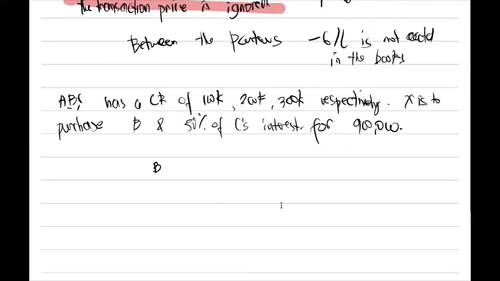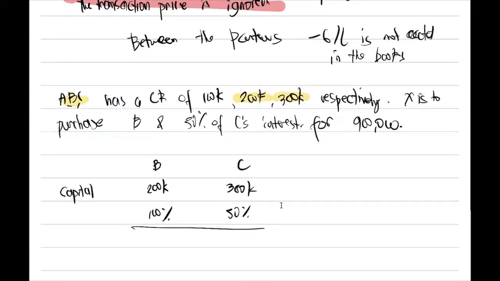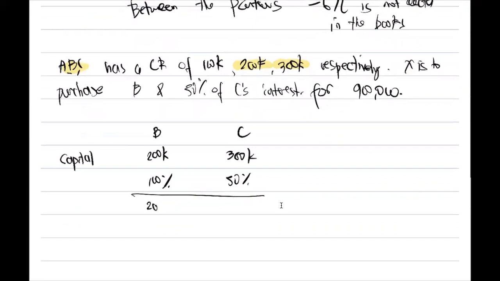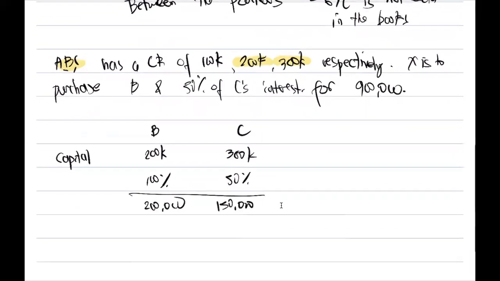So we will purchase B and C. What is the capital interest of B and C? That is 200,000 and 300,000. And what is the percentage purchased? You purchase all of B's interest, so 100%, and 50% of C. So 200,000 times 100% is 200,000. 300,000 times 50% is 150,000. This is the amount to be placed to your new partner.